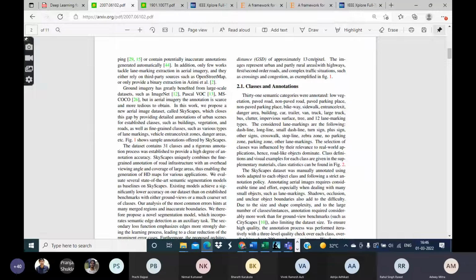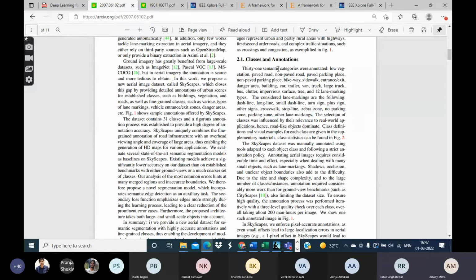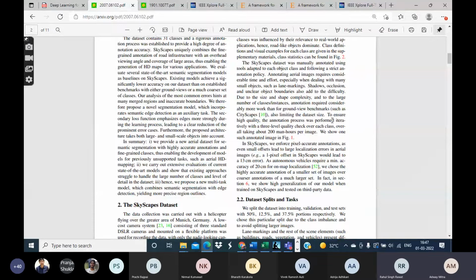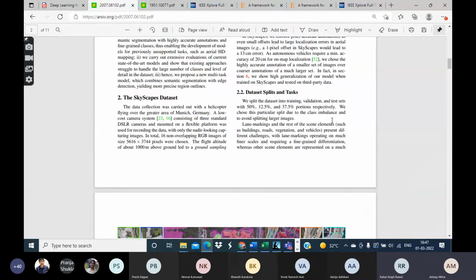These images represent urban and partly rural areas with highways, first or second order roads, and complex traffic situations. And then there are 31 semantic categories annotated. So low vegetation, paved roads, non-paved roads, paved working places, etc. As I said, the labels are at multiple levels of detailing. And manual annotation is there.